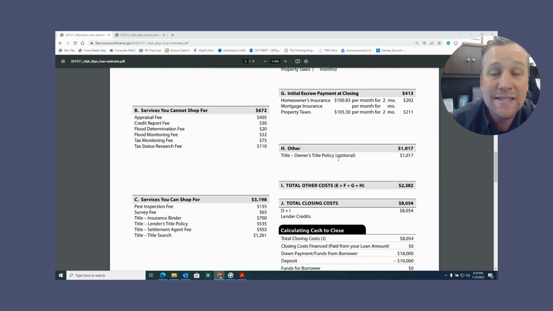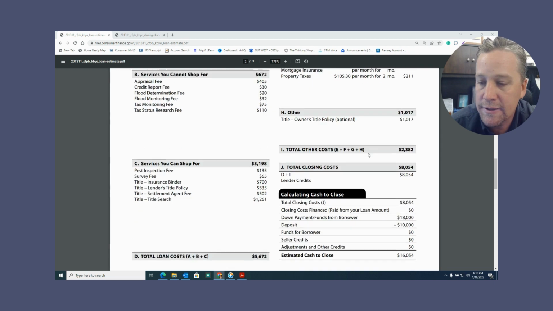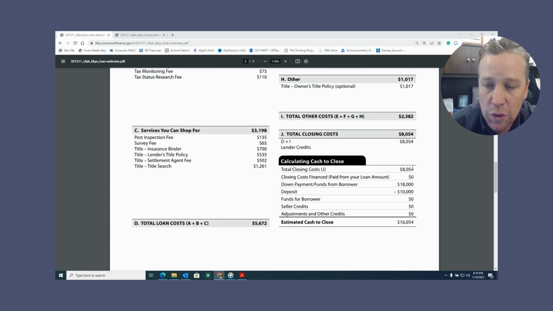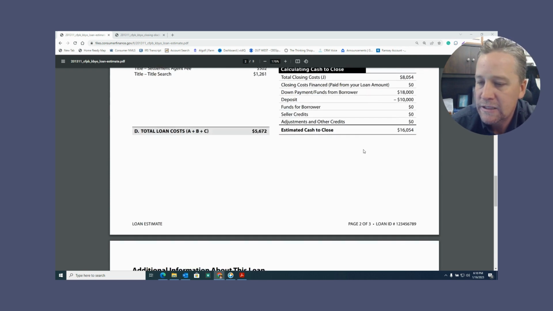Then you have an owner's policy that's typically covered by the seller, but it is still something they want to disclose what that fee is. Then you have right here your total costs, minus any down payments, any deposits or credits, and you have your total estimated cash to close.